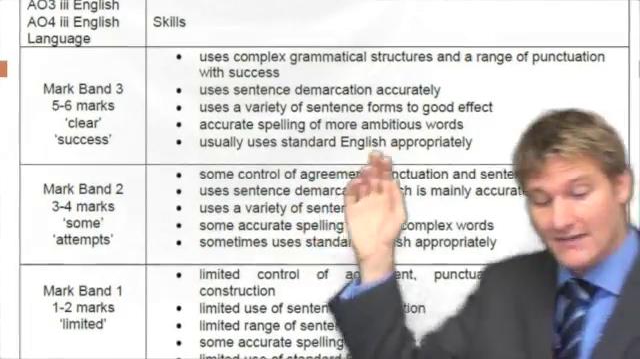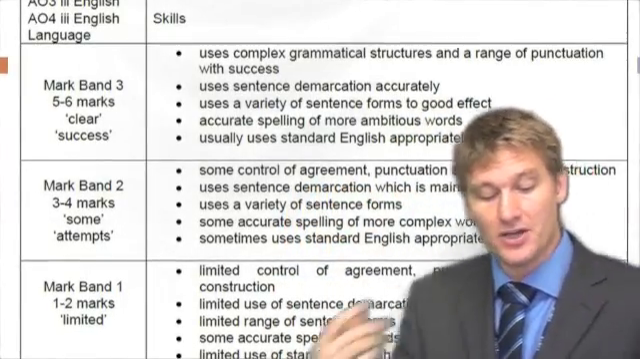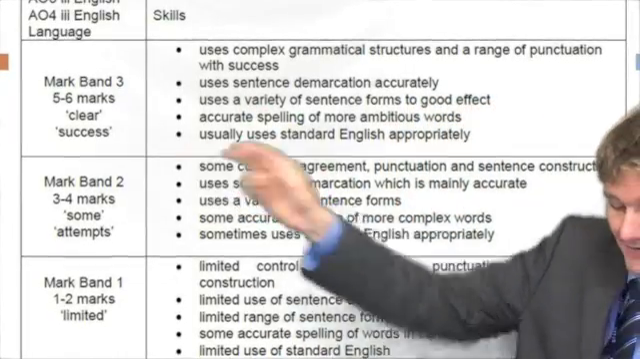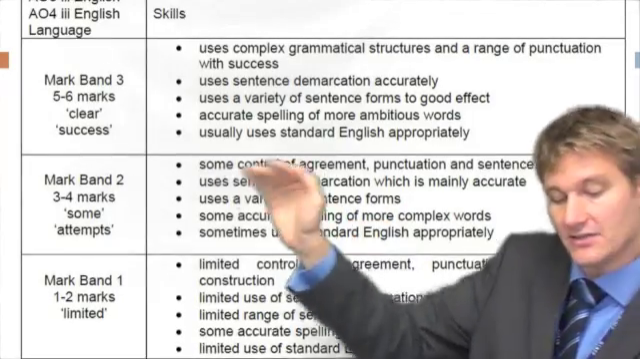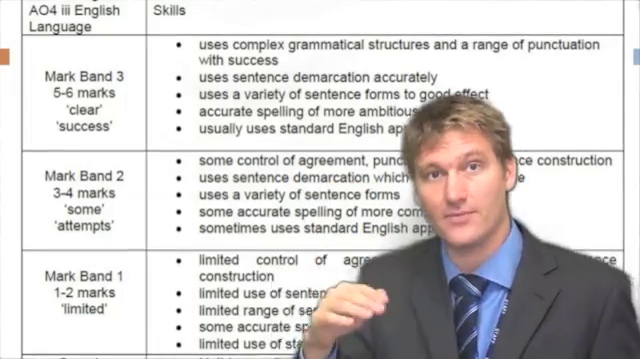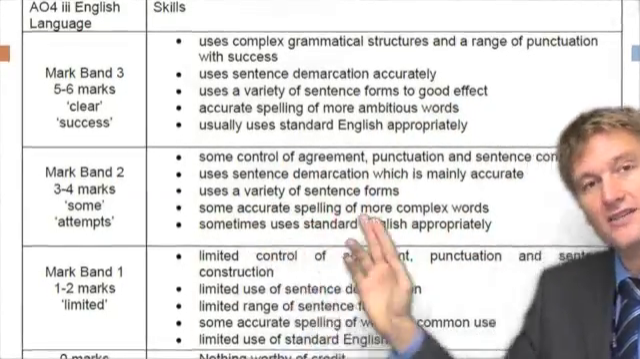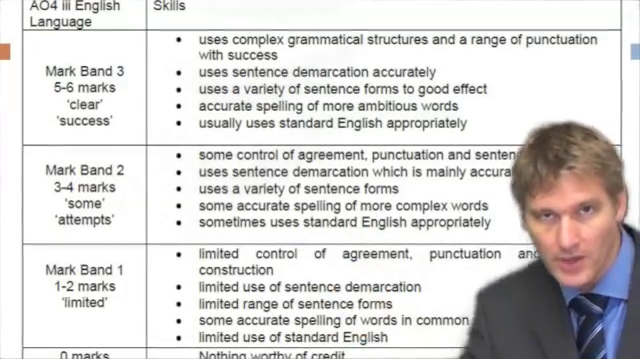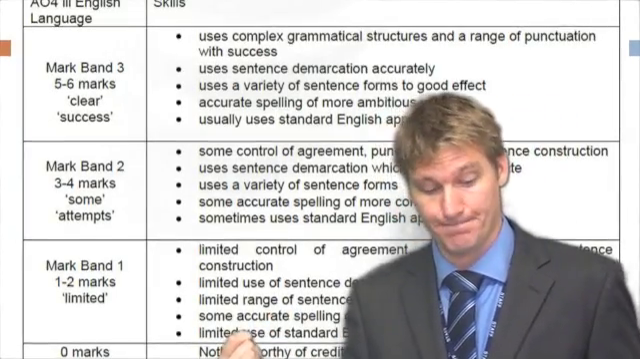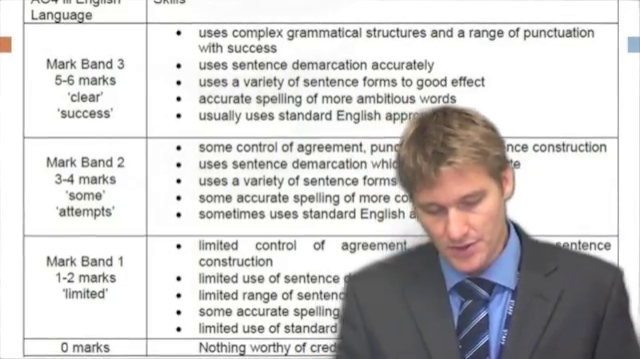Right, the second thing here is about the technical aspects of your language, particularly punctuation, spelling and sentences. So look, to get full marks, clear and successful, which is 6 out of 6 for this bit. So if you get 10 for the first mark scheme and 6 for the second mark scheme, you get full marks. Sentences are accurate, variety of sentence forms to good effect. I'll show you in a bit what that looks like. Accurate spelling of more ambitious words. Okay, range of punctuation also.